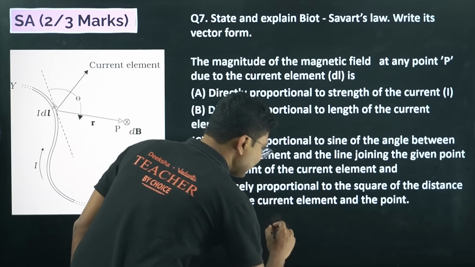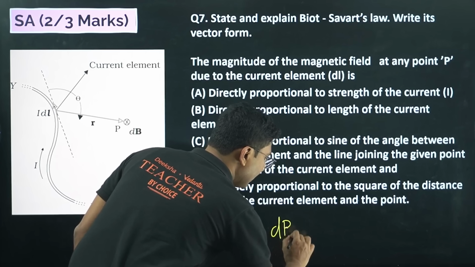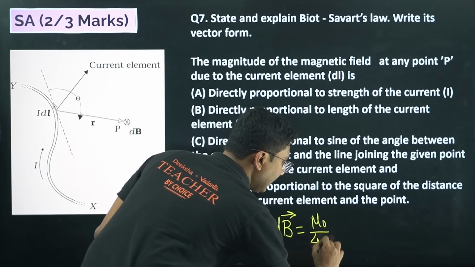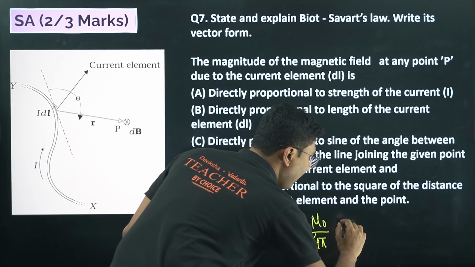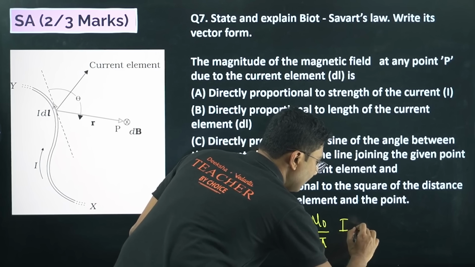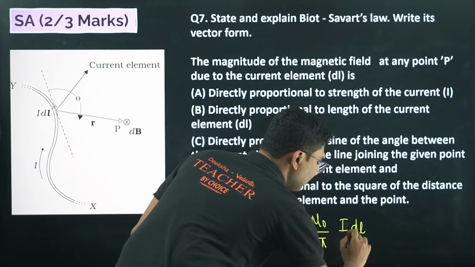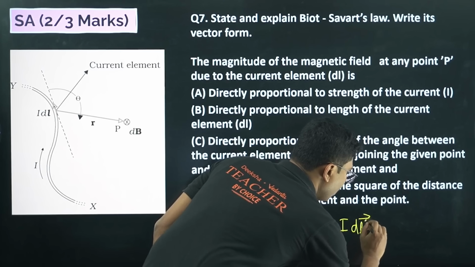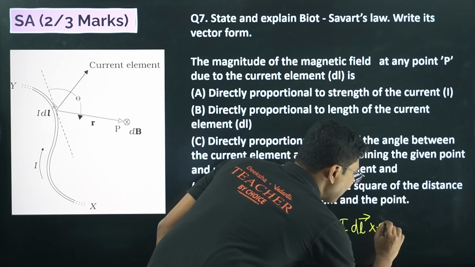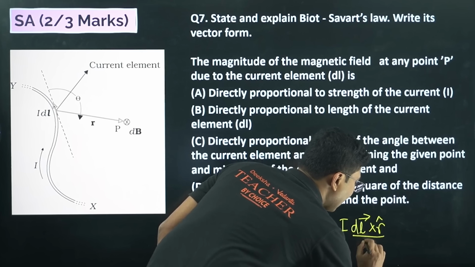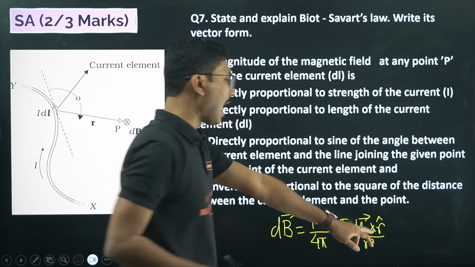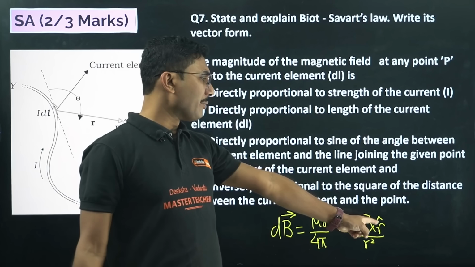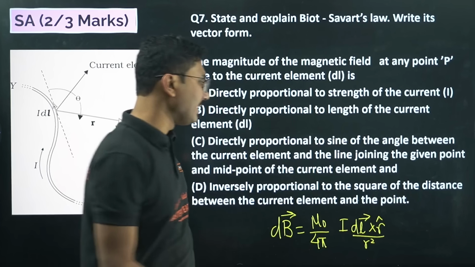Now if they ask you about the vector form, you have to write dB equals mu naught by 4 pi I dl cross r cap. Remember, r cap divided by r square. If you are using the r vector over here, it will be r cube. So don't mess it up. If you remember r cap over here, that will be much easier for you.